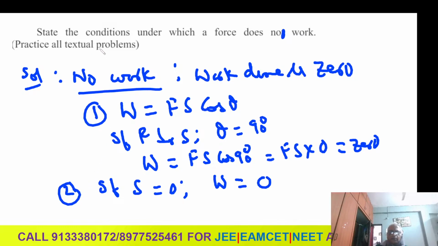So for problems, you can select dot product problems. For example, how to do a dot product. So you just do dot product problems and scalar work done problems, F into S. Such problems you have to practice.